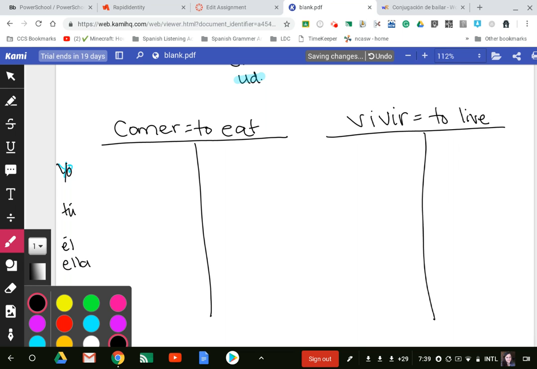Just like with the AR verbs, you're going to drop the ending, and you're going to have the stem: com. The endings for ER verbs and IR verbs are pretty much the same. You have these endings: o, es, e, and then nosotros for an ER verb is emos, the vosotros form is éis, and en. These are the endings, and now I can go back and add the stem in.